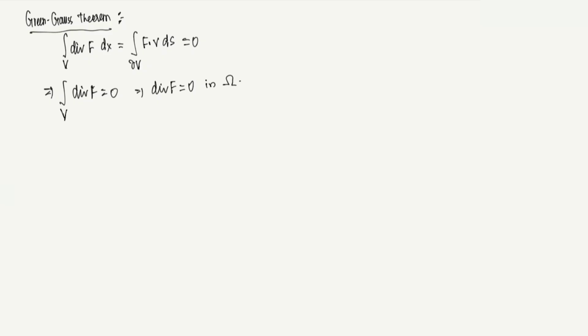And why is this true? Because v is any smooth domain, v is arbitrary. Let me explain the idea again. f is a vector field, and without loss of generality you can assume it is a continuous vector field. At least in our case, it is definitely going to be a continuous, in fact continuously differentiable, vector field. So the divergence of f as a function is a continuous function.